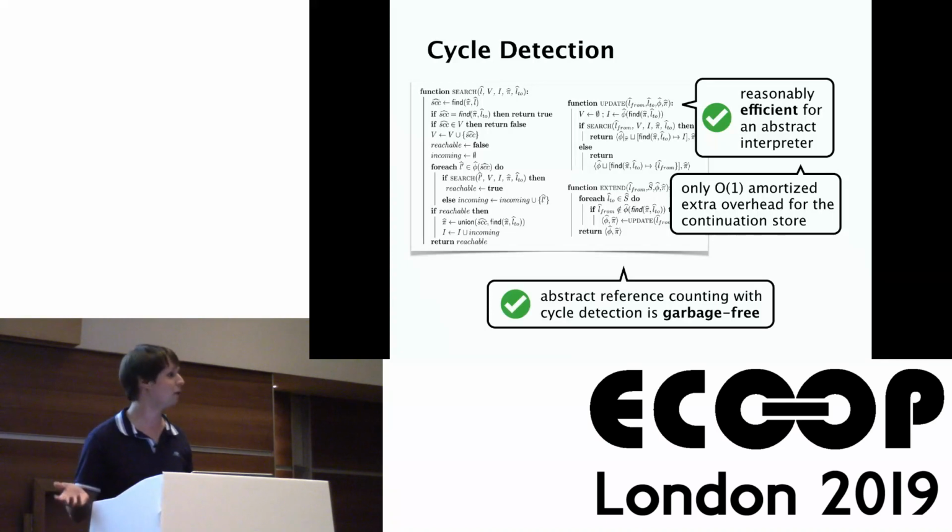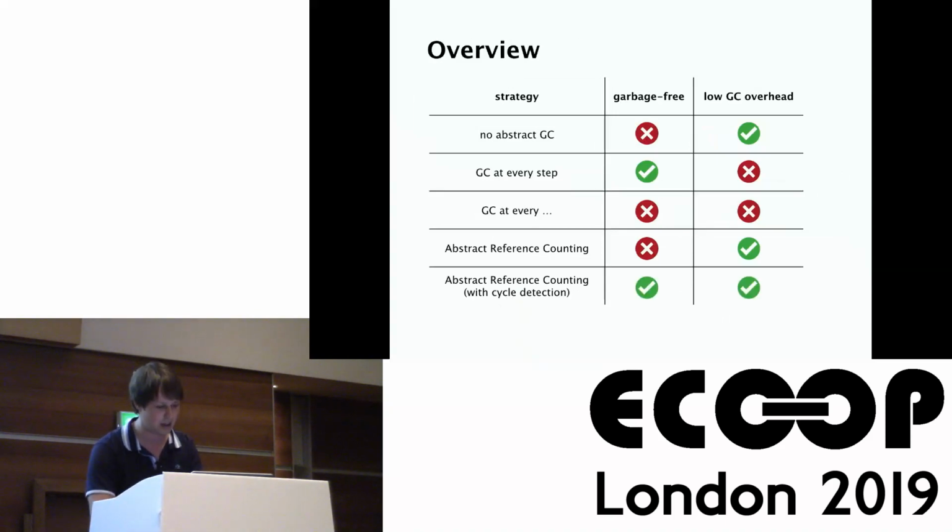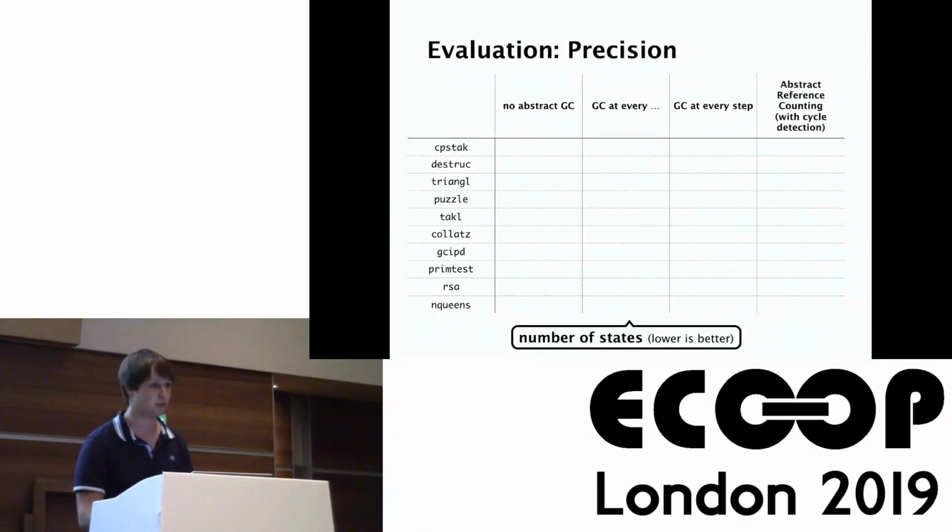But the most important takeaway message here, of course, is that once we extend abstract reference counting with this cycle detection, we end up with a garbage-free abstract interpreter. And so if we go back to our table here and we add the cycle detection to abstract reference counting, then we end up with something that is garbage-free while still having a relatively low overhead. So let us now validate those claims by comparing a few of these approaches in terms of precision and performance. So we're going to start by looking at precision.